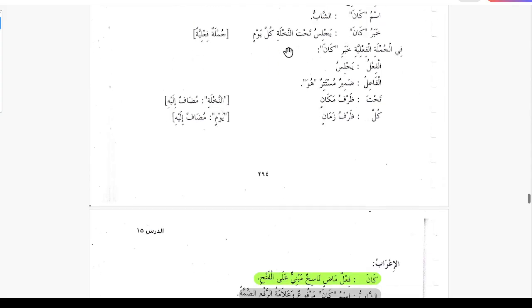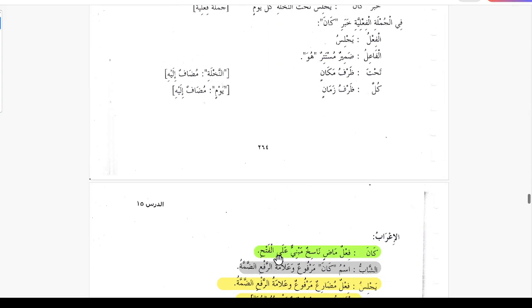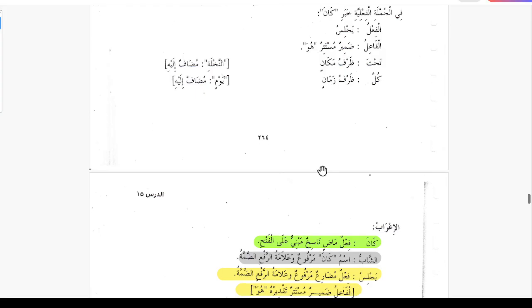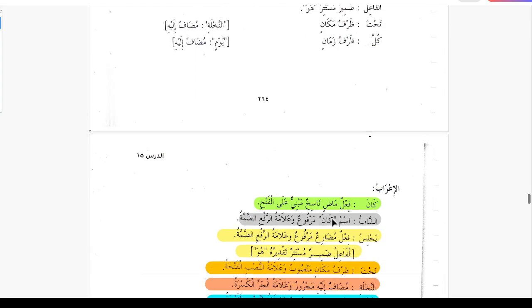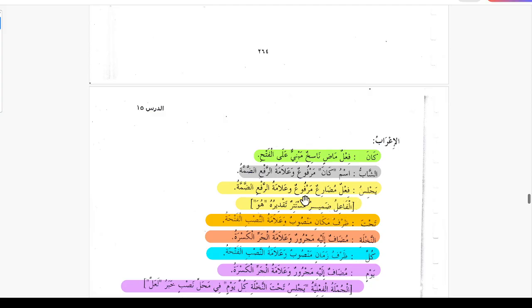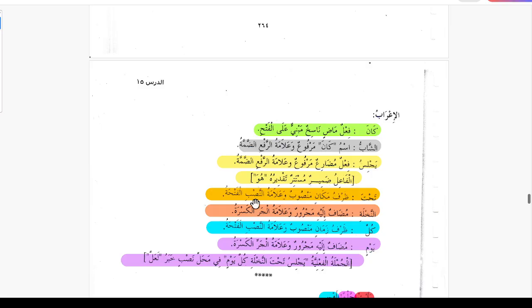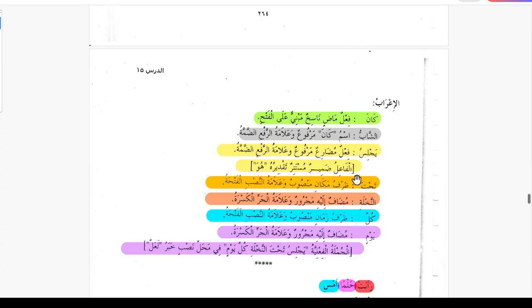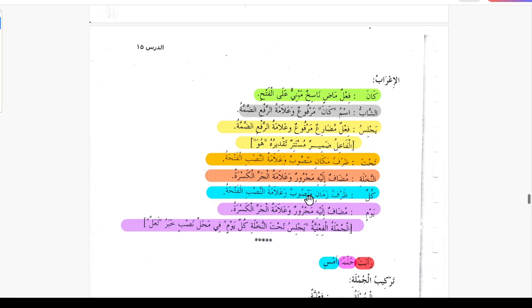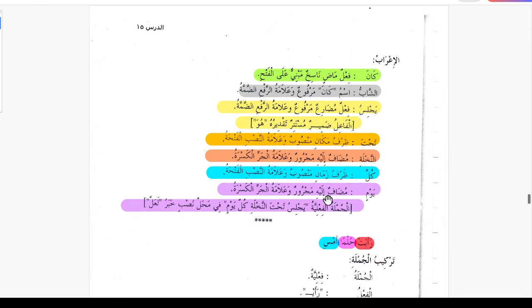So kana fi'lun madin nasikhun mabniyyun ala al-fathi. Ash-shabbu is ismu kana marfu'un wa alamatu rafihi ad-damma. Yajlisu is fi'lun mudari'un marfu'un wa alamatu rafihi ad-damma. Al-fa'ilu damirun mustatirun taqdiruhu huwa. And tahta is zarfu makanin mansubun wa alamatu nasbihi al-fatha. Nakhlatin is mudaf alayh majrurun wa alamatu jarrihi al-kasra. Kulla is zarfu zamanin mansubun wa alamatu nasbihi al-fatha, and yawmin is mudaf alayh majrurun wa alamatu jarrihi al-kasra.